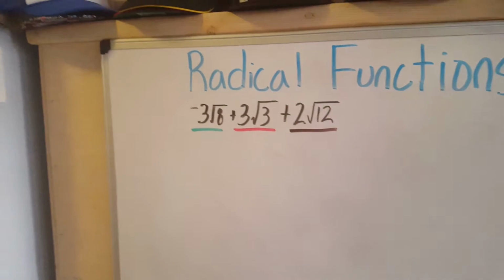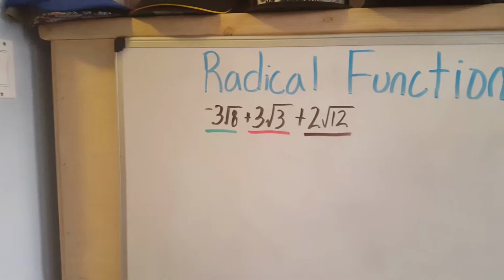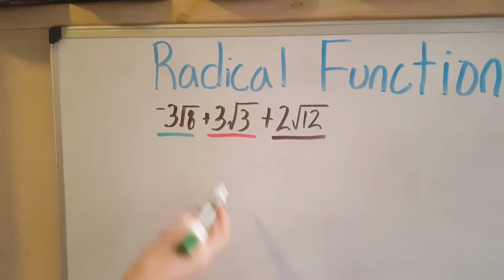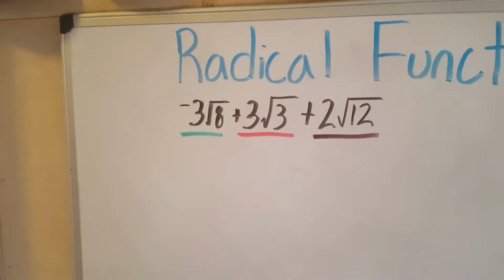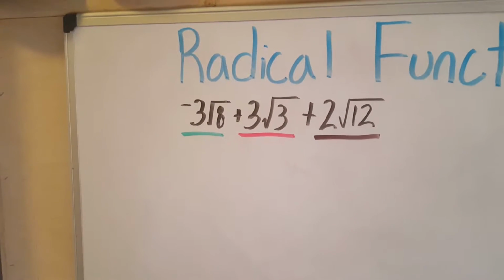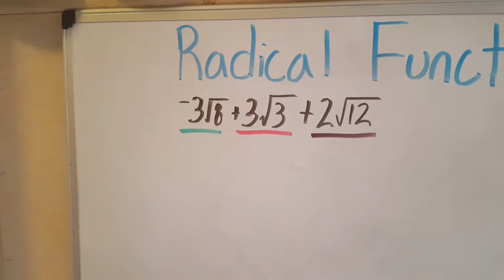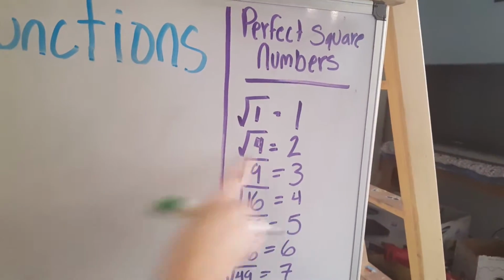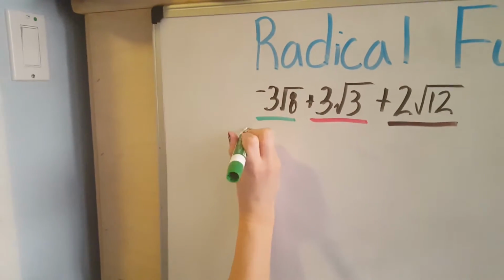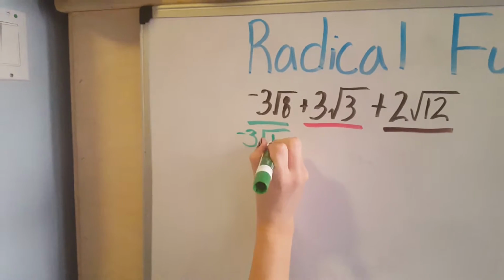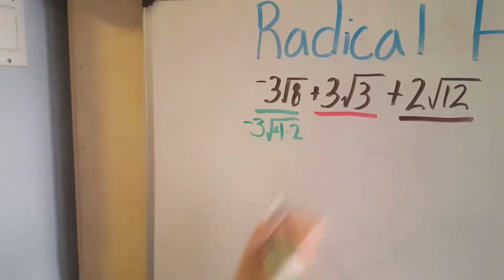So we have to think: 8 is not a perfect square, which is unfortunate, but we can dissect it. What I mean by dissect it is, hopefully one perfect square number goes into 8. We look in our perfect square chart, and 4 times 2 equals 8. So we're going to do that: negative 3 over the square root of 4 times 2.